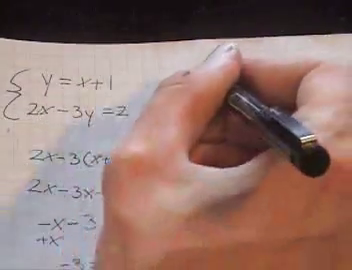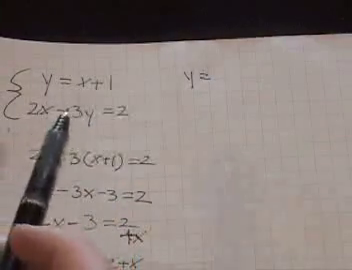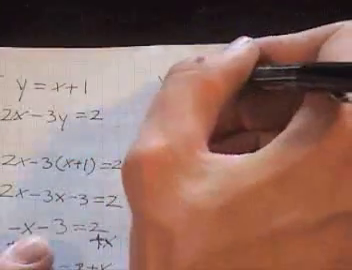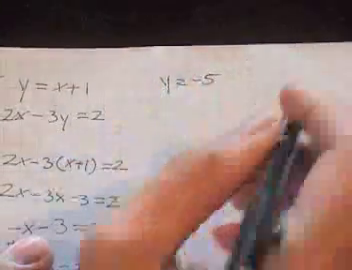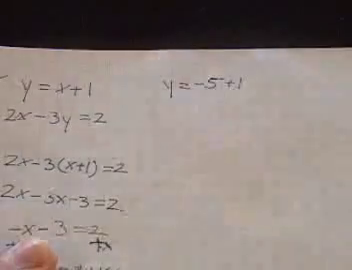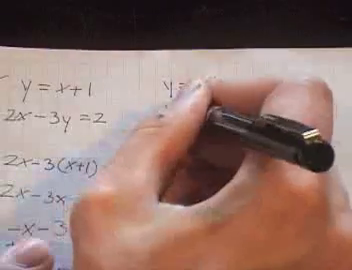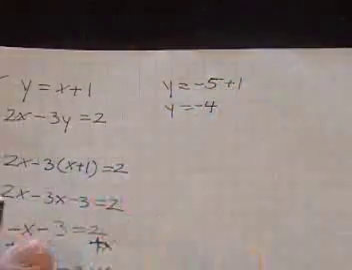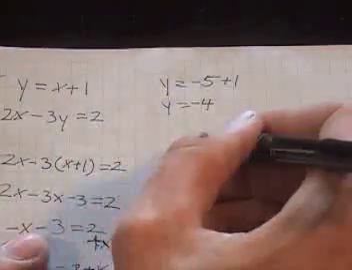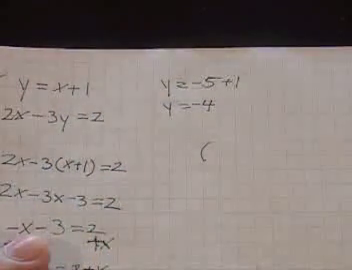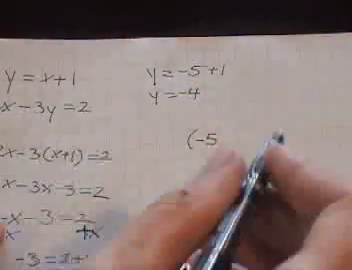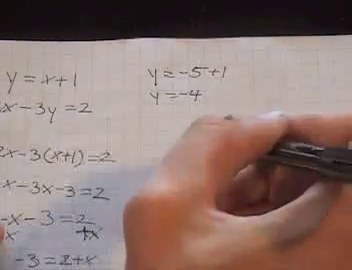So rewrite it. y equals, not x, we're going to replace it with negative 5, plus 1. That becomes y equals negative 4, because negative 5 plus 1 is just negative 4. So we figured out both of them. Let's go ahead and write it out in ordered pair form. So the first one was -5, if you remember what x was. Separate that with a comma, and the next one will be -4.